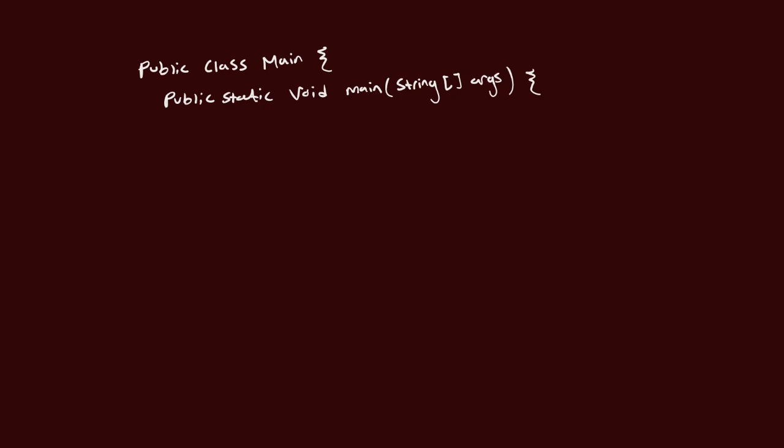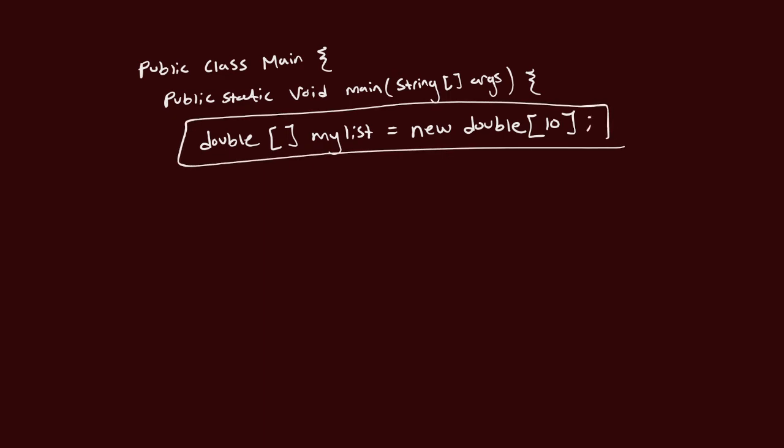Okay, so we're going to go over arrays in Java. To set up an array in Java, we could do one of two ways. We could do double[] myList equals new double[10], and let's say we want to create an array that has 10 slots. This is how you usually set up an array in Java.